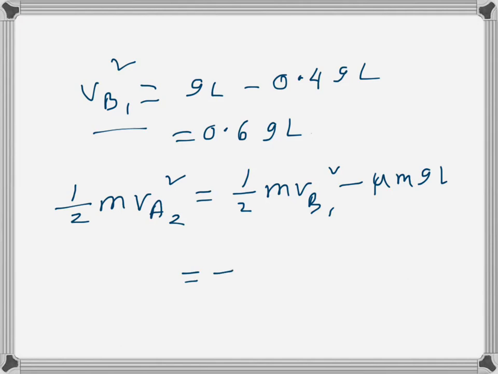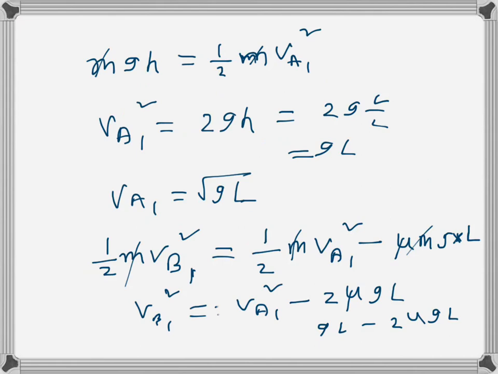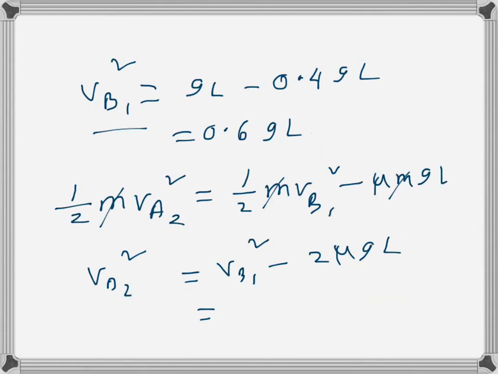So this is now, again, let's get rid of all the m's, and let's multiply both sides by 2, so it's VA2 square, and that one becomes VB1 square minus 2 mu GL. VB1 square is, as it was here, 0.6 GL, and this is still 0.4 GL, so it's still a real value. So 0.2 GL is the velocity squared now. It is slowing down, of course.